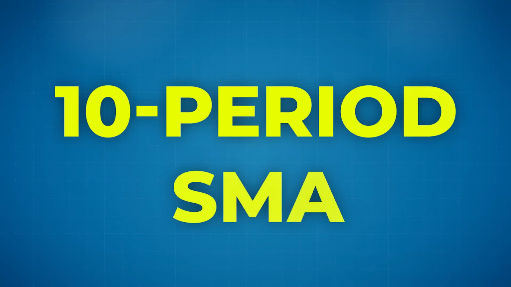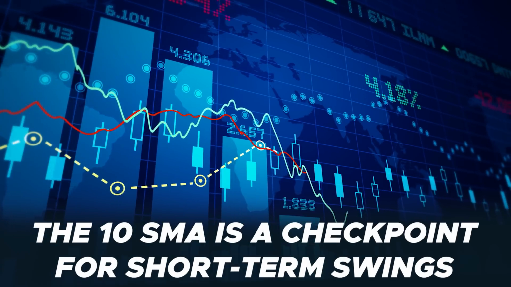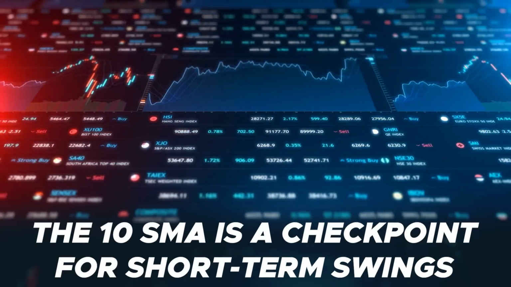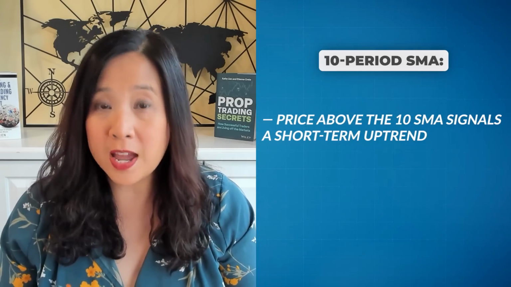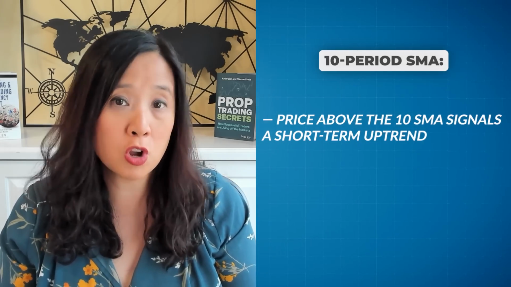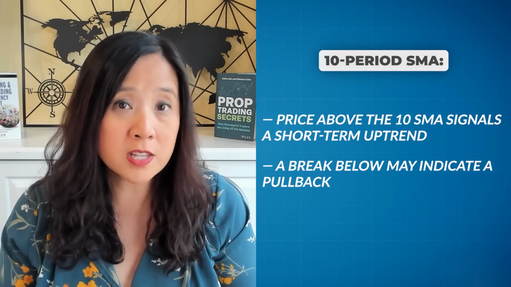Now, the 10-day SMA or 10-period SMA is also popular as a checkpoint for short-term price swings. It smooths out some of the noise that you'll see on a 5 SMA while still reacting relatively quickly. If the price crosses above the 10 SMA, for example, it's a sign that a short-term uptrend is forming. A break below could mean a pullback is underway.